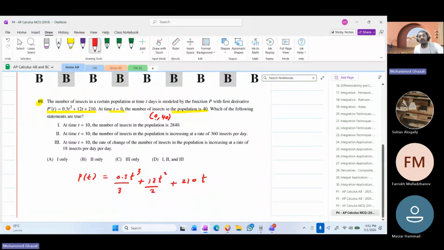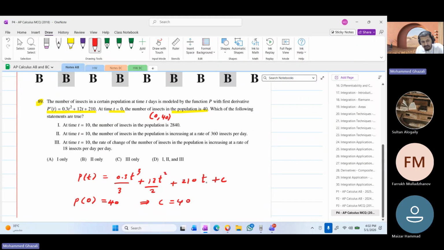Hey, wait. Hold on. What are you doing? You think to get the function we need to solve for c, plus c. So P evaluated at 0 must be 40. So P evaluated at 0 is 40, so this implies c is equal to 40.